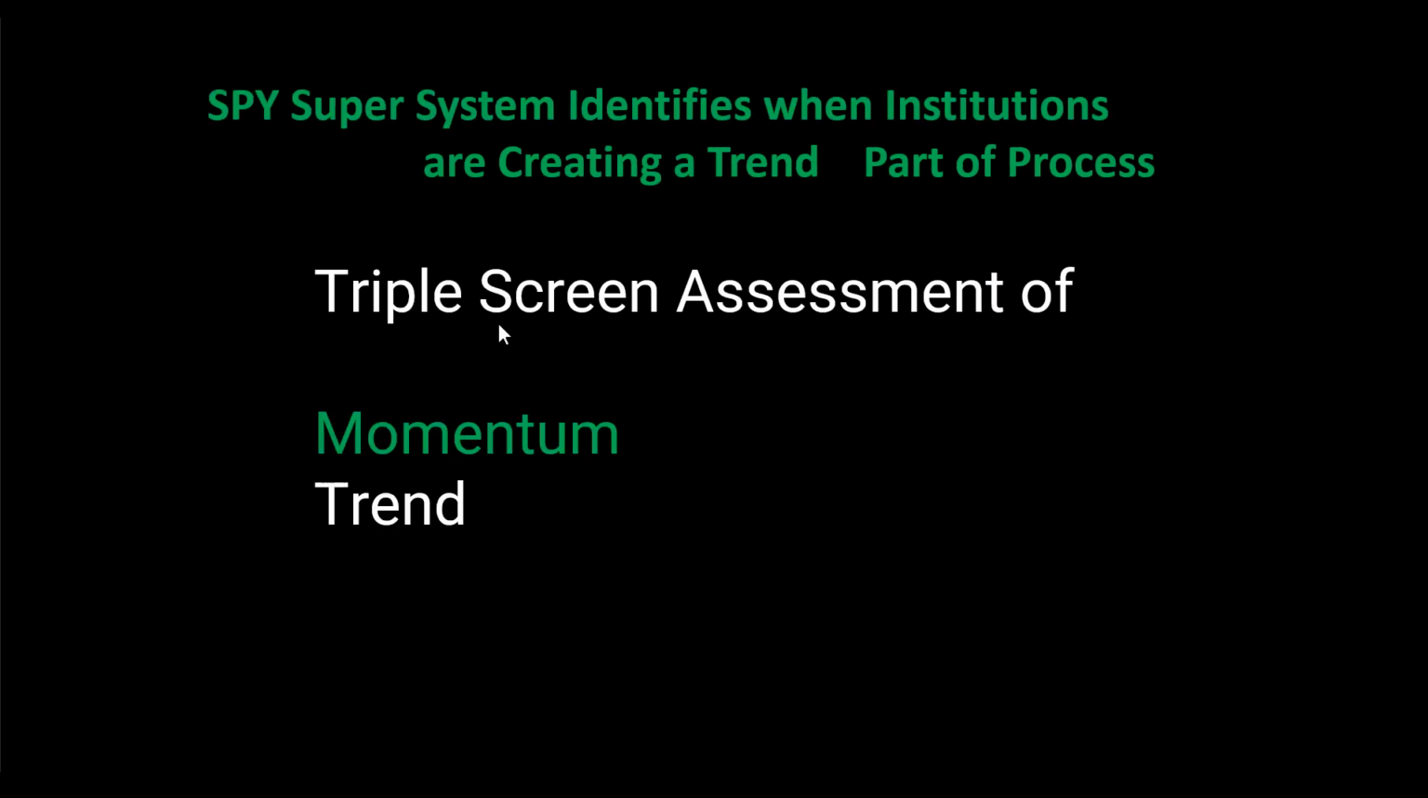Okay. And again, the SPY super system identifies when institutions are creating a trend. That's part of the process. Remember, there's a process, but when the institutions are in the trade, that's a huge part of the criteria that we need. And we do triple screen assessment, as I said, on momentum and on trend. Very important. This is how we find out the institutions are in there.